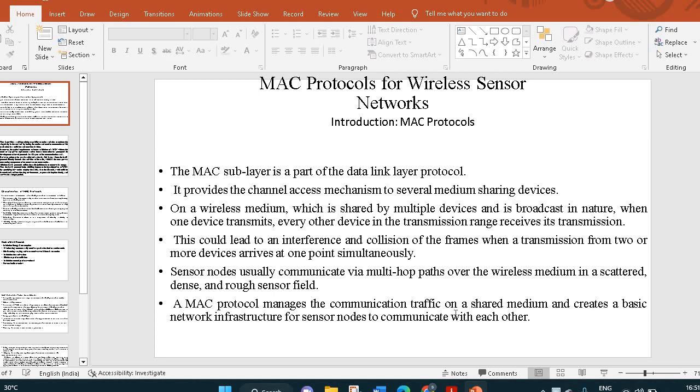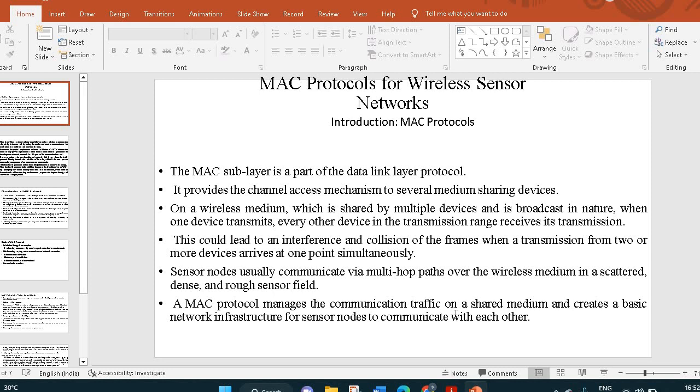It provides the channel access mechanism to several medium sharing devices on a wireless medium, which is shared by multiple devices and is broadcast in nature. When one device transmits, every other device in the transmission range receives its transmission. This could lead to interference and collision of the frames when transmissions from two or more devices arrive at one point simultaneously. Sensor nodes usually communicate via multi-hop paths over the wireless medium in a scattered, dense, or rough sensor field.